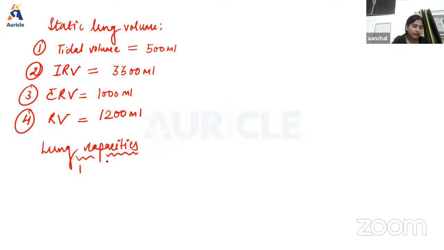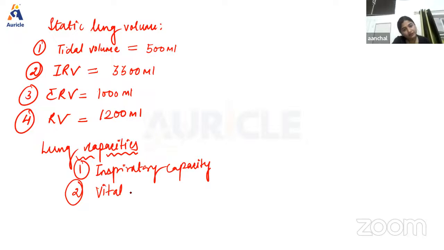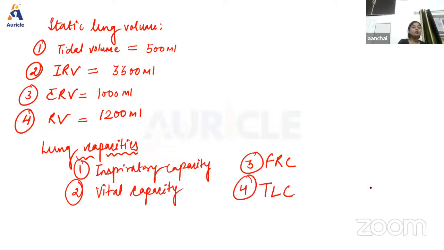In this we have inspiratory capacity, then we have vital capacity, then we have functional residual capacity and total lung capacity. So one by one, we're going to discuss all of them. So what is inspiratory capacity? It is the maximum volume of air that is inspired after normal expiration, meaning at the end of the expiratory position.